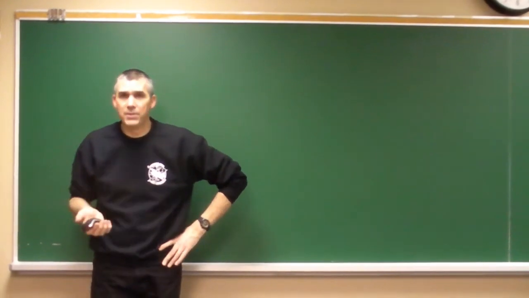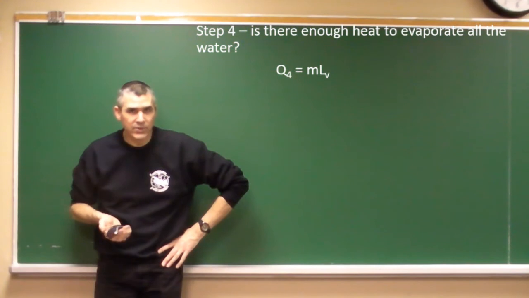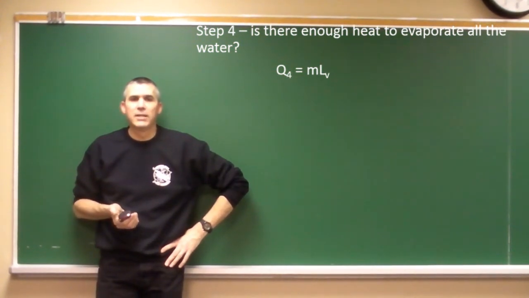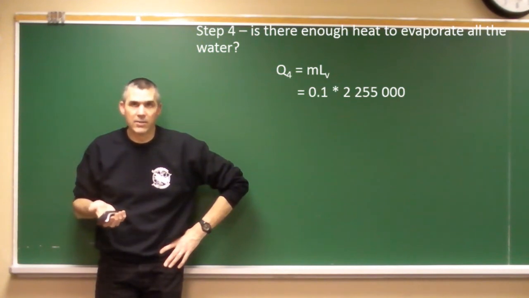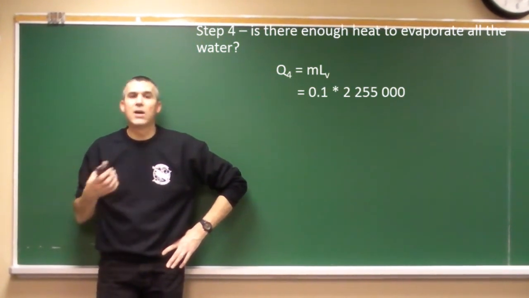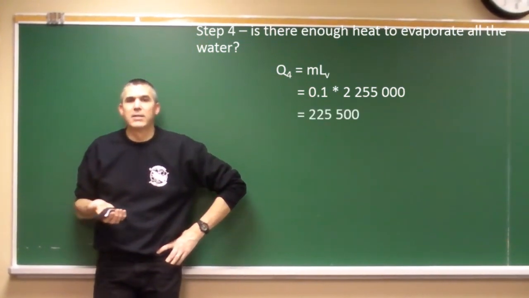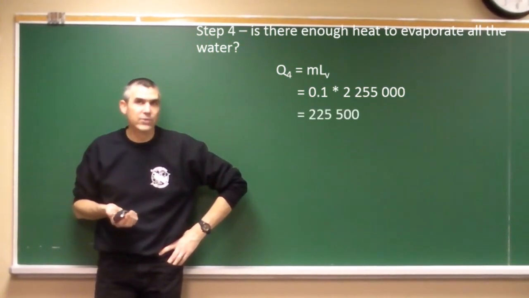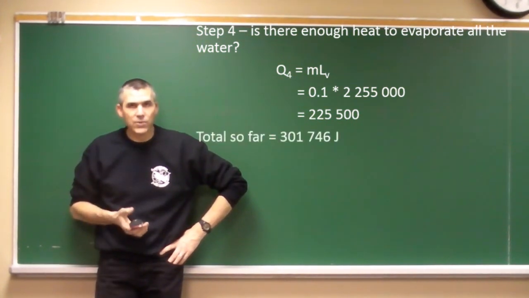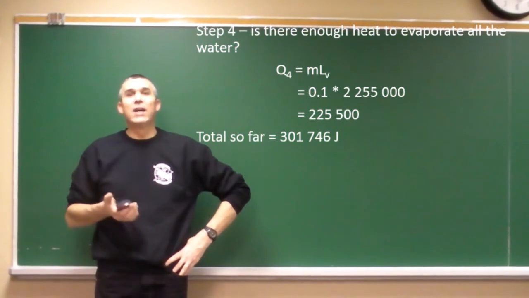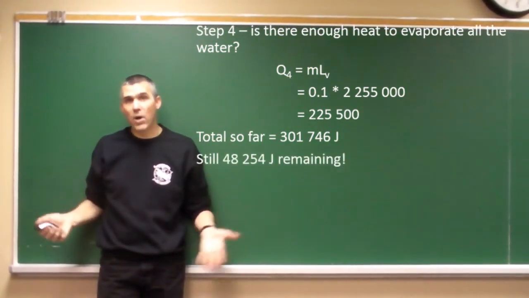So is there enough to boil off all of the water? The latent heat of vaporization of my water sample is, again, 2255 kilojoules times my 0.1 kilograms. So I've got 225,000 joules, and my total so far is 301,000 joules. I'm still short of my 350,000 joules, so the rest is going to be heating up the water vapor.